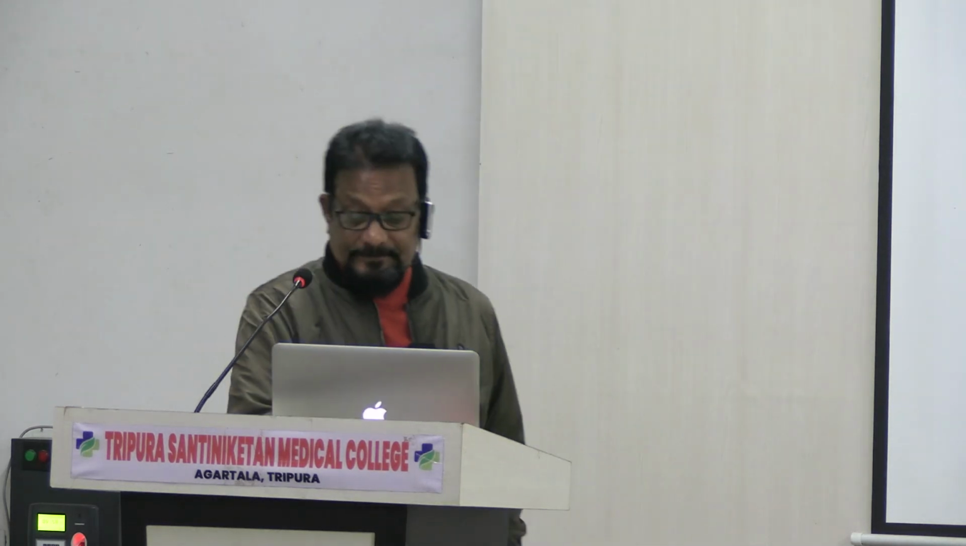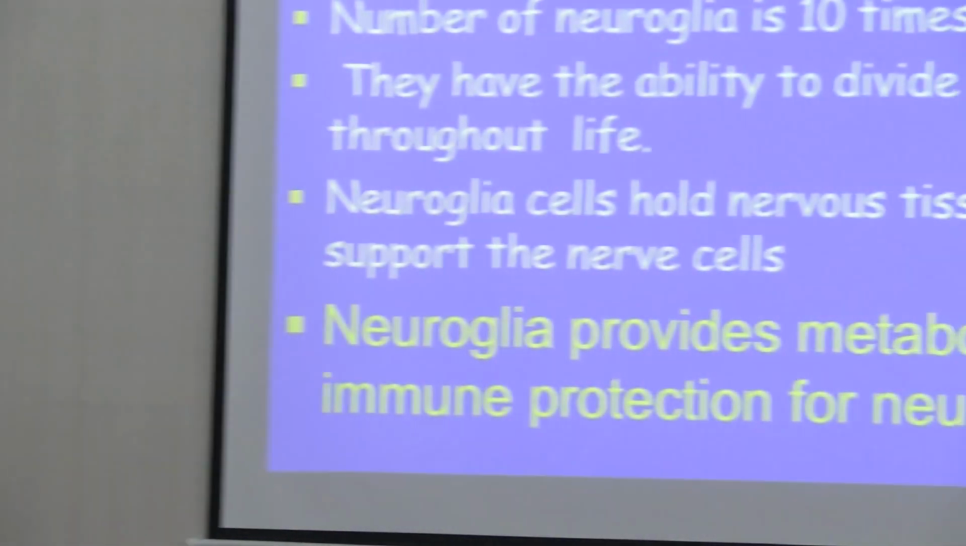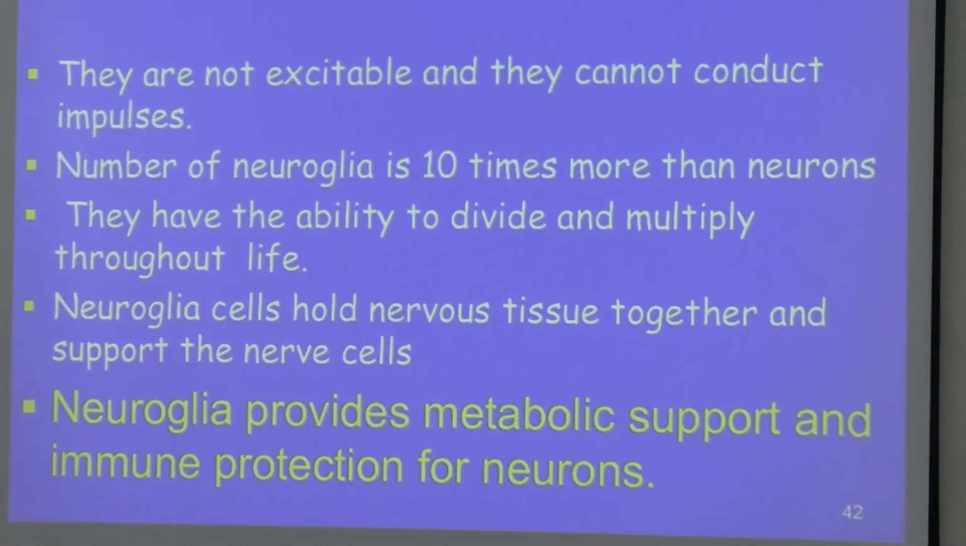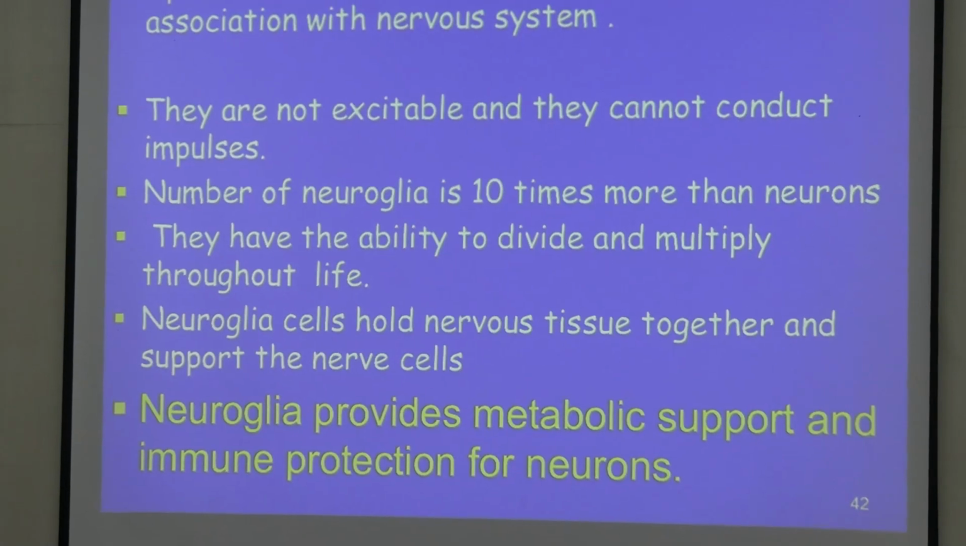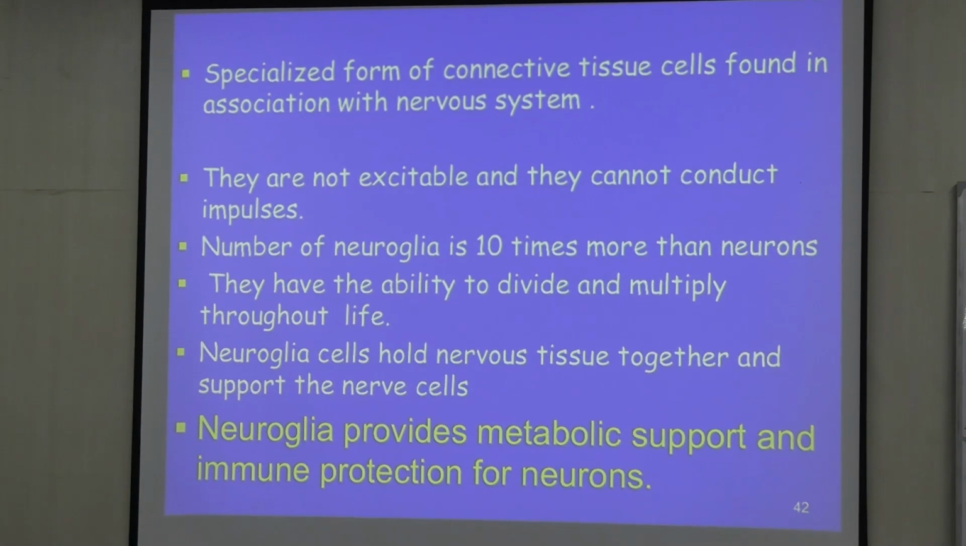Neuroglia, also termed as glial cells. What are these? These are specialized connective tissue cells found in association with neurons in the nervous system. They are not excitable. Neurons are excitable, but they are not excitable. So they are also unable to conduct electrical impulse.